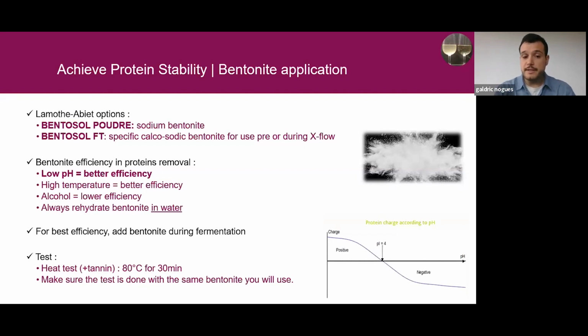Always make sure as well the tests will be done with the same bentonite you will use, because as I explained, the vintage changes the efficiency of the bentonite, but bentonite from one supplier to another can be different as well. So if you make sure the bentonite you're doing the trial with is the same you will add to the wine, you will have a very precise idea of the rate you need to stabilize your wine. And this is not the case if you change the bentonite. The rate can be not enough or too much, and it's always bad for the organoleptic and wine stability.